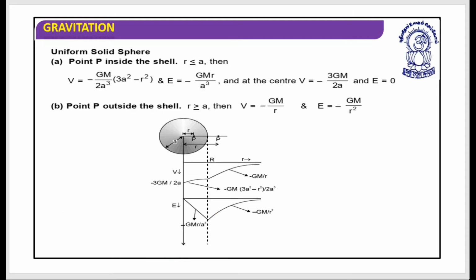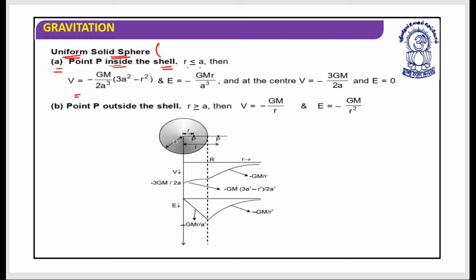Now let's work on the uniform solid sphere for its potential and gravitational field. When they say the words uniform solid sphere, they are considering a solid sphere having mass distributed uniformly over it. Let's talk about the point where it is inside the sphere, that means my distance r is less than or equal to a.